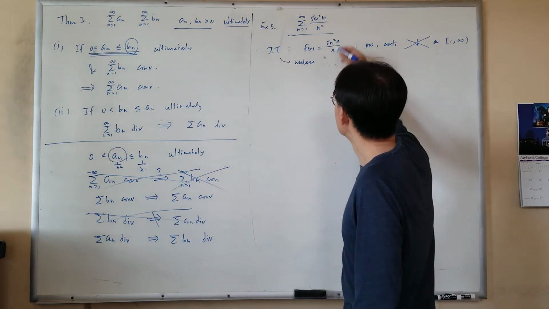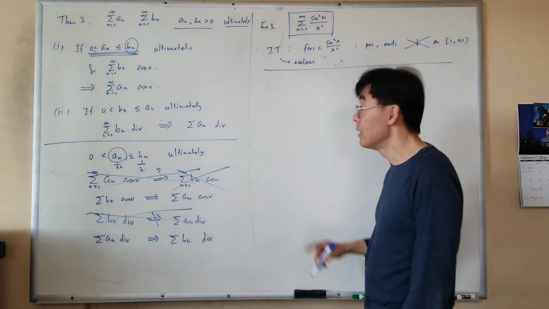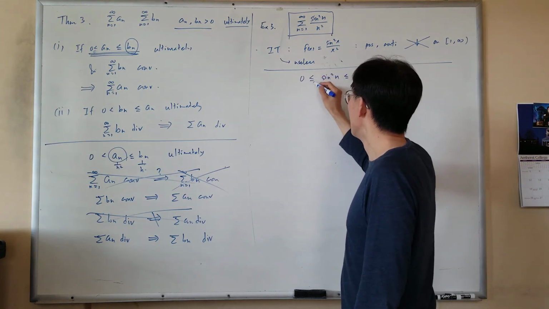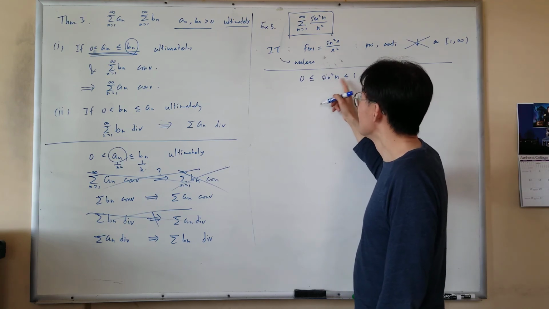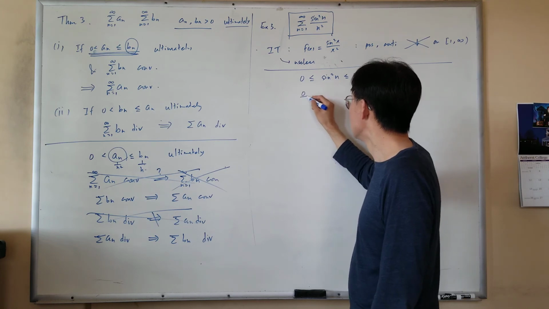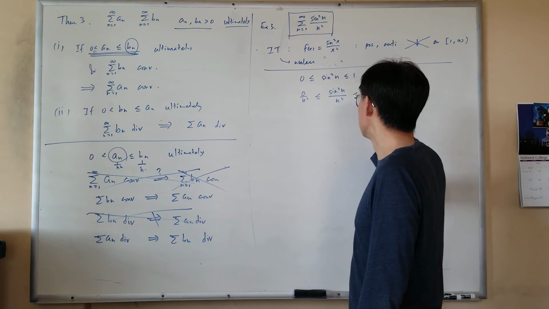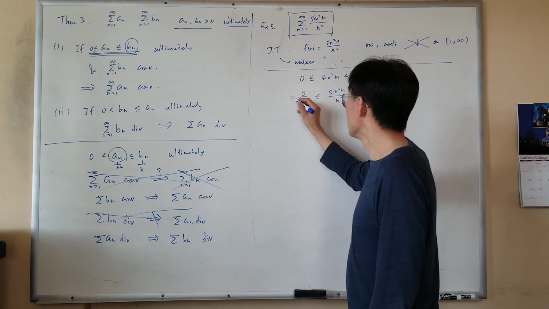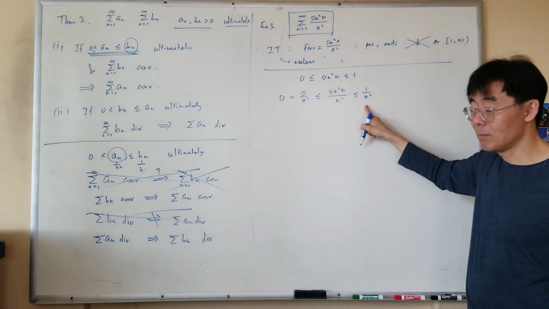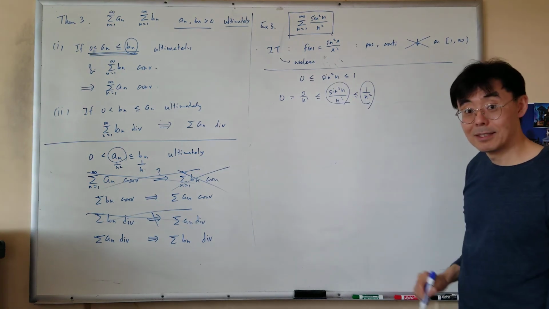Then how do we show that this is either convergent or divergent? Now, as I said, we know that this is between 0 and 1. Dividing all sides by the positive number n squared, what do you have? This is just 0. Positive series, right? Positive means non-negative. And this is always smaller than this.